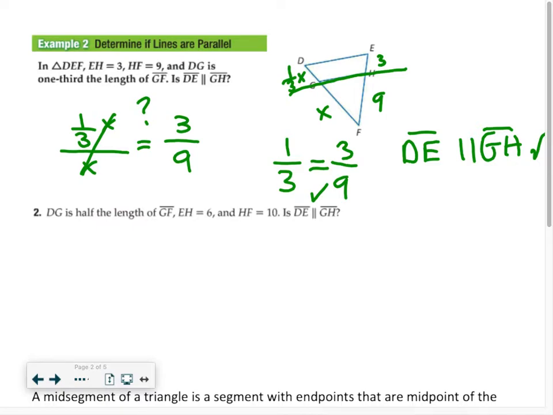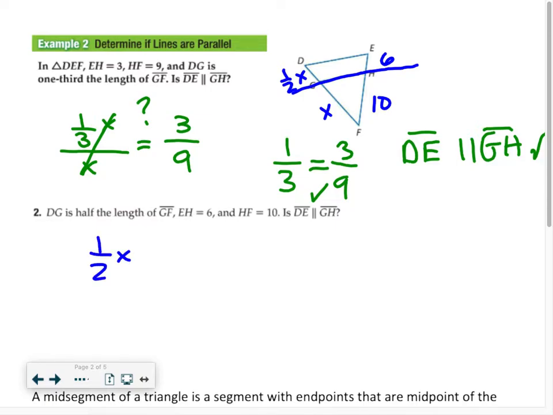Okay. And so I'm going to keep the same picture here. I'm going to erase on the picture because part 2 is trying to get us to use that same triangle here. So DG is half the length of GF. So DG, it's very similar. So if GF again is X and DG is 1/2 the length of X, EH is 6 and HF is 10. So this would be the proportion we have.